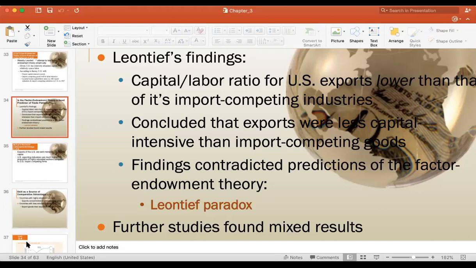And if you were asked to find, well, what are the weaknesses of this Leontief paradox, then you can talk about the disaggregation of capital and labor. Full stop. That's where you need to stop. You really don't need to go any further than that. Okay, is this understood?